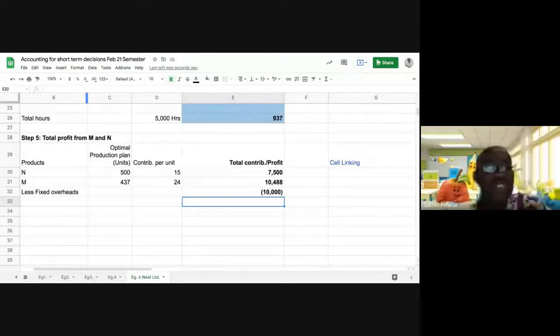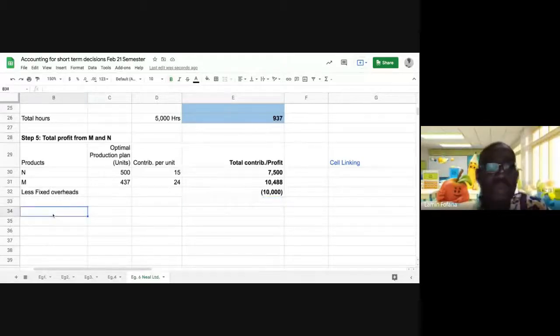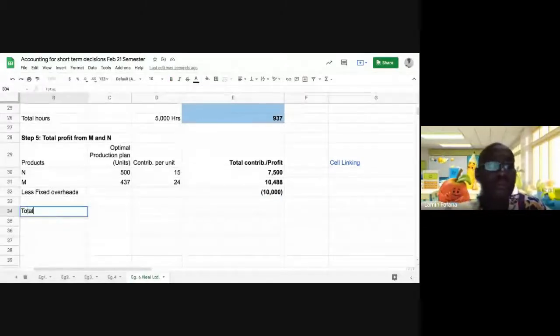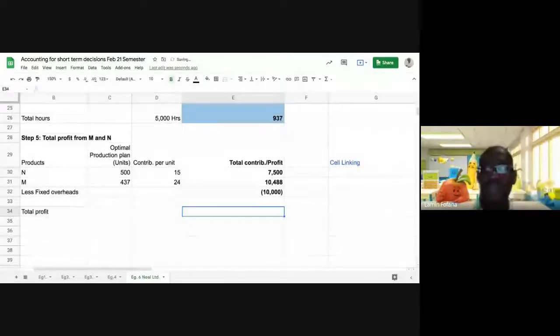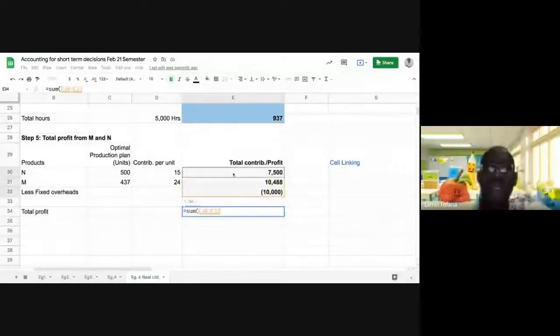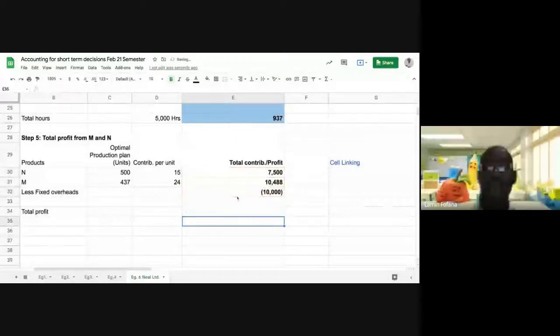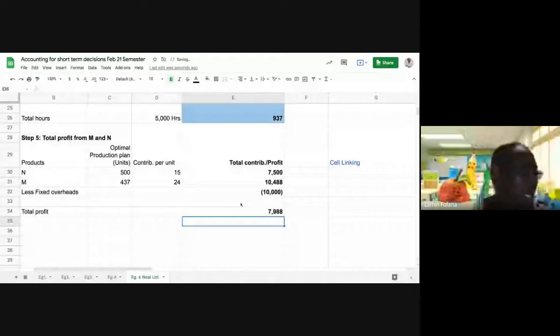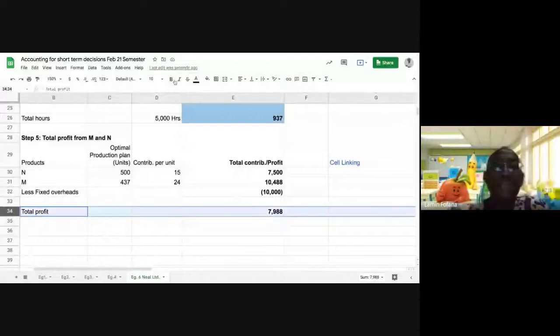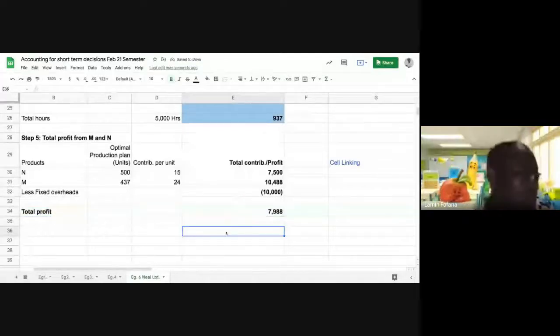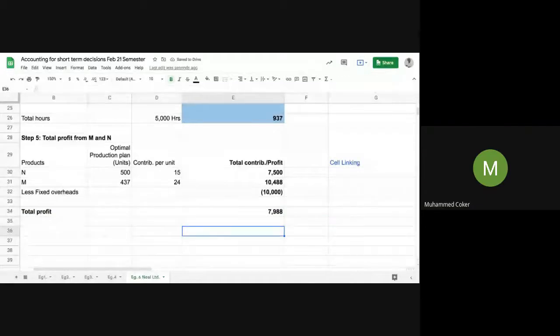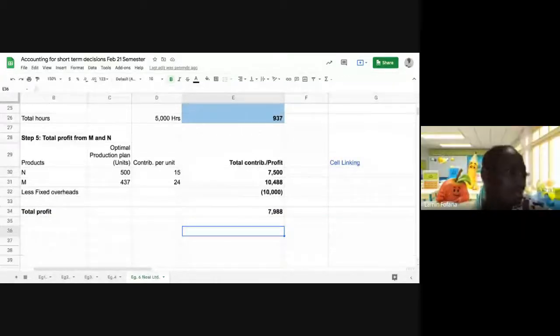So what is our total profit? We're going to calculate our total profit. So our total profit, we just do a sum. From here all the way down here, we close our bracket, we enter. So our total profit is 7,988 pounds. Is that clear, everybody? Okay. Yes. 7,988. Okay.